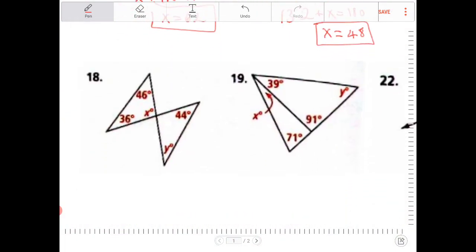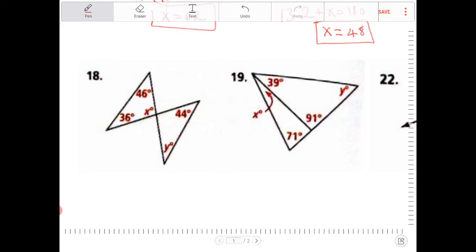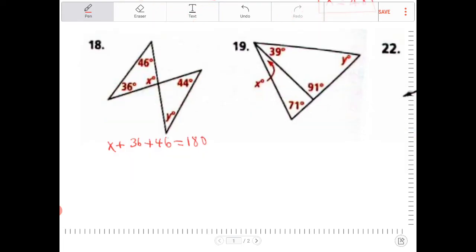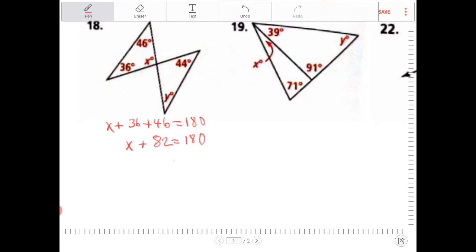Number 18. So here I have two unknowns. I know that x plus 36 plus 46 should equal 180. Combine like terms, I end up with 82 plus x is equal to 182. I'm sorry, equal to 180. Subtract 82 from both sides, I end up with 98. Since x is equal to 98, this angle over here must equal 98.